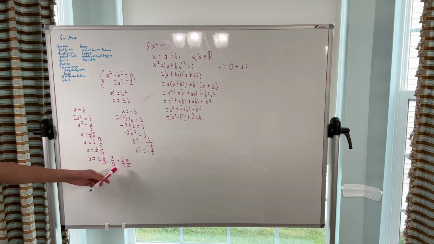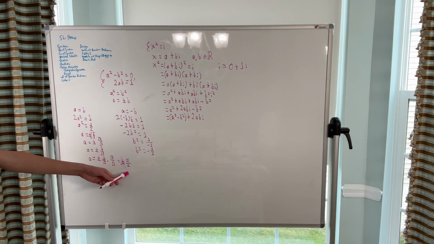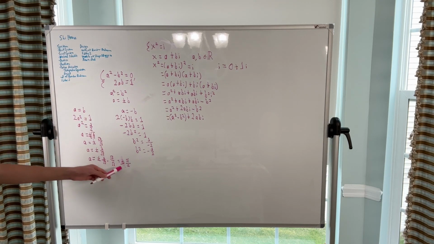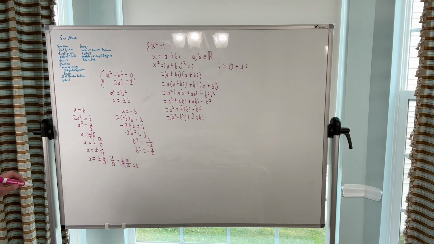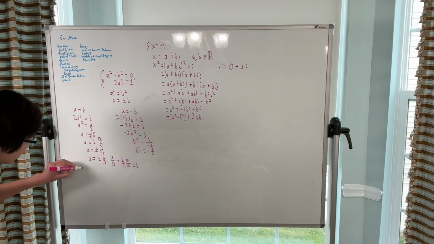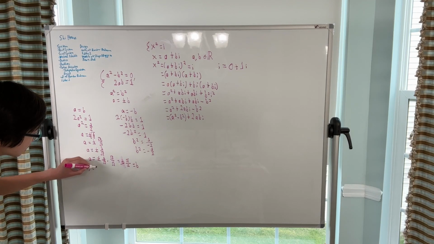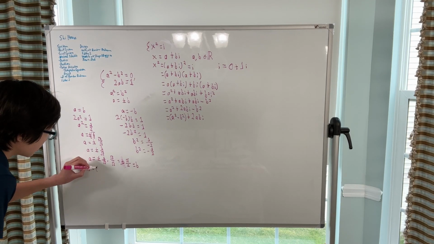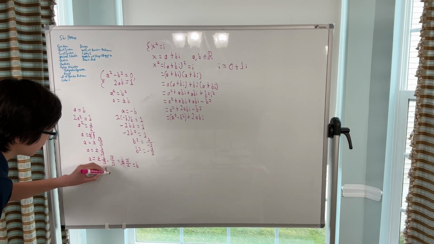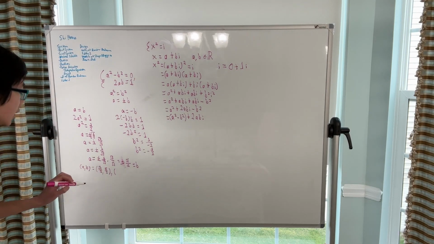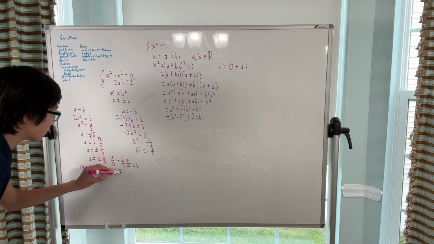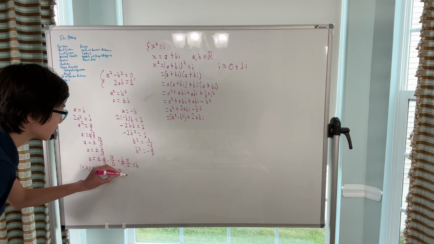Now, if a equals plus or minus the square root of 2 over 2, and a equals b, then b must also equal the square root of 2 over 2. So I'm just going to write equals b. So we've solved our system of equations. So we get a comma b equals the square root of 2 over 2 comma the square root of 2 over 2. And also another possible way is negative square root of 2 over 2 comma negative square root of 2 over 2.